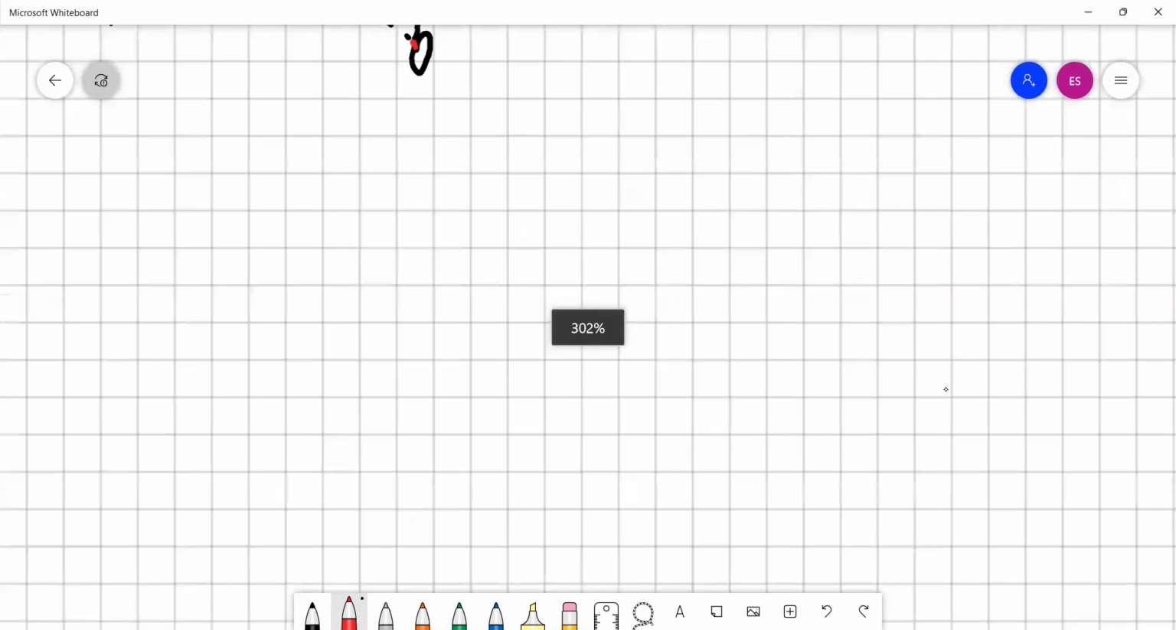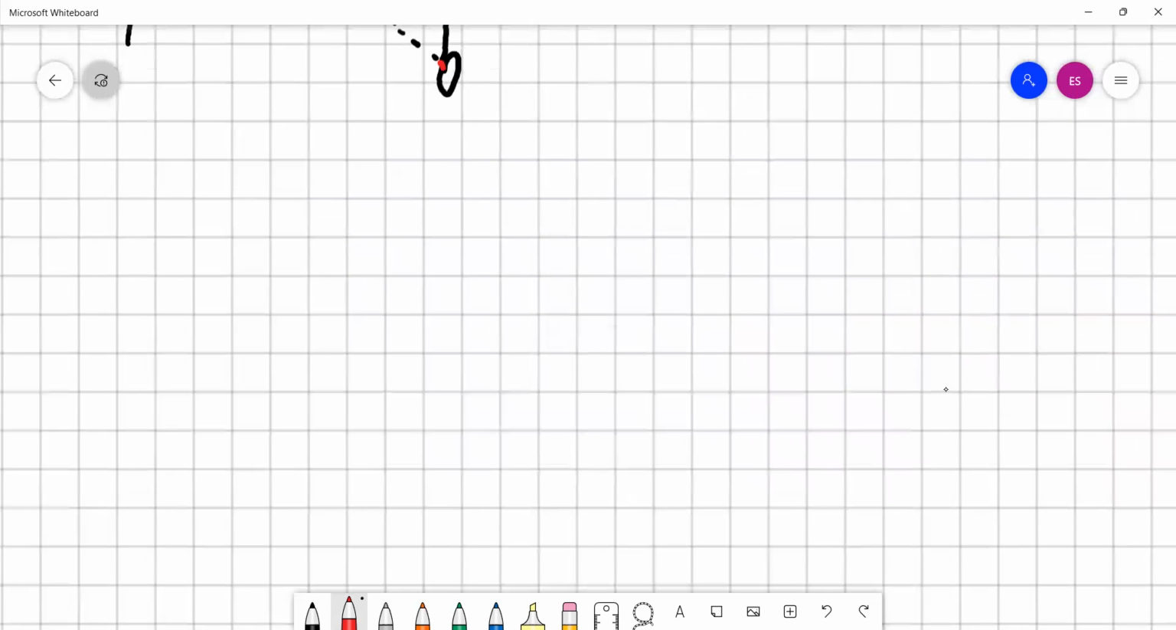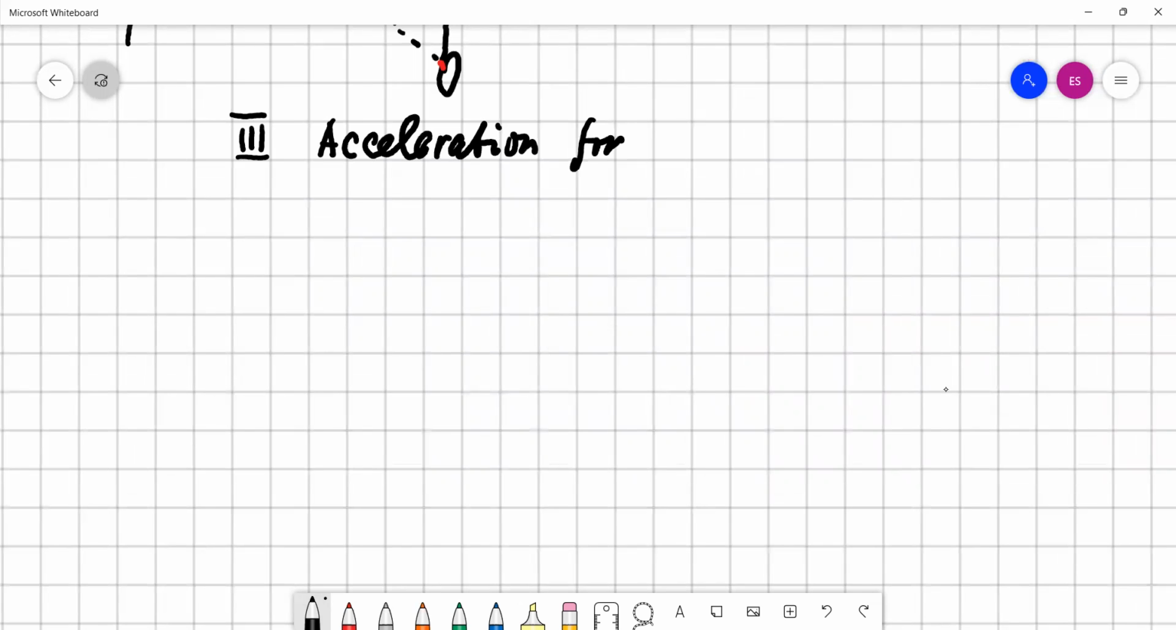Now, guys, I'm moving to part 3, acceleration for motion with changing speed. So that's part 3, acceleration for motion with changing speed.